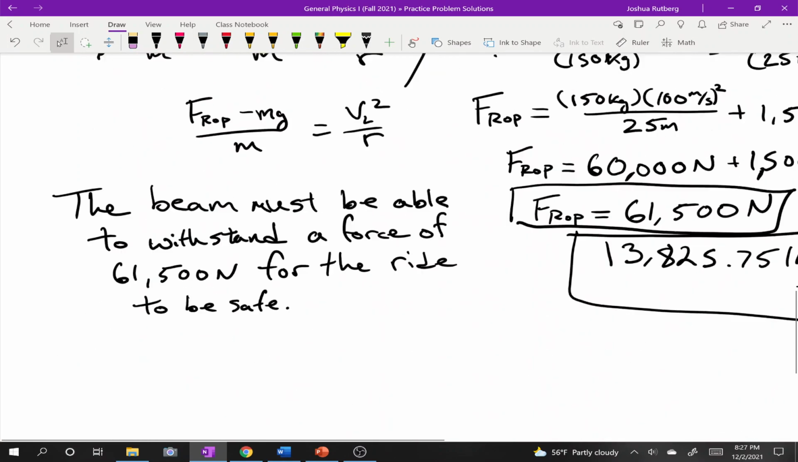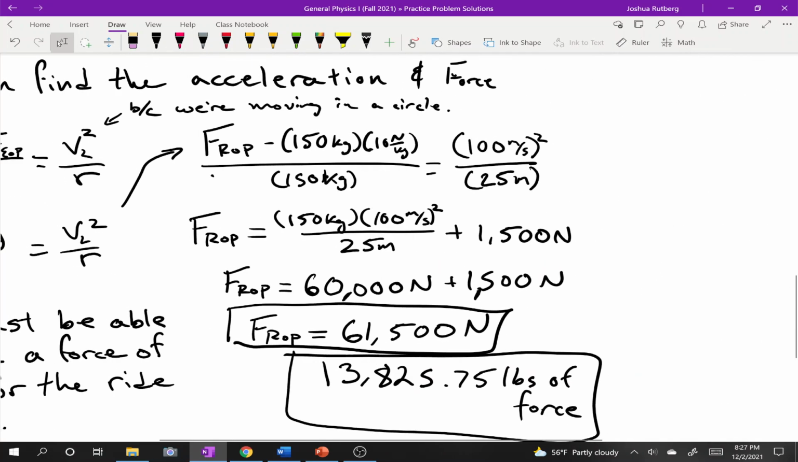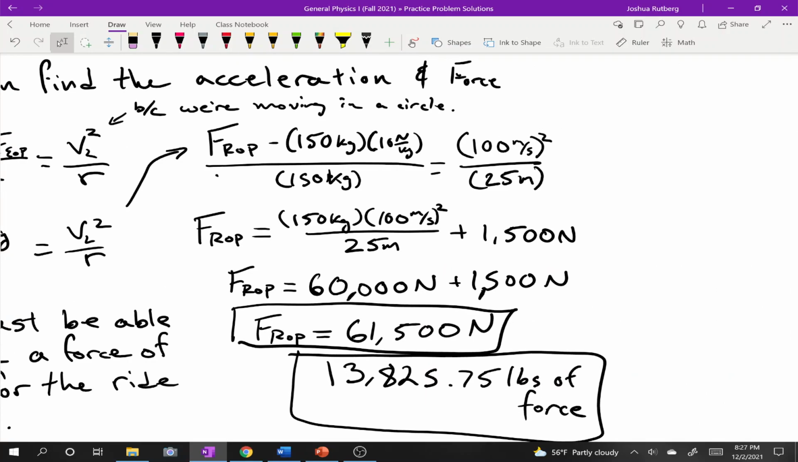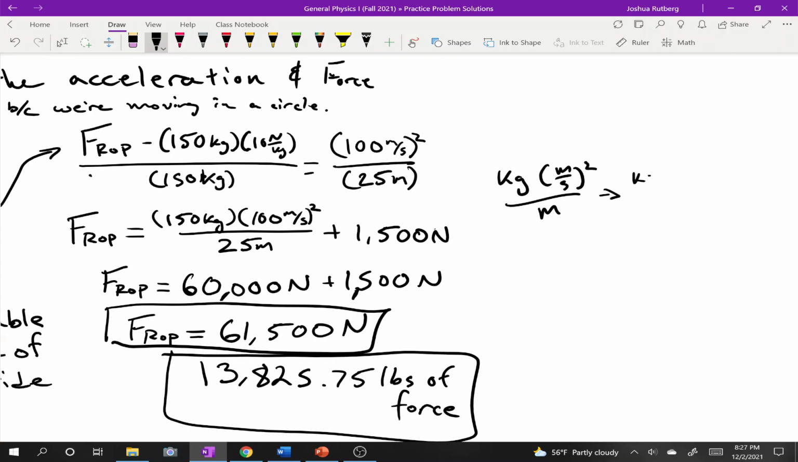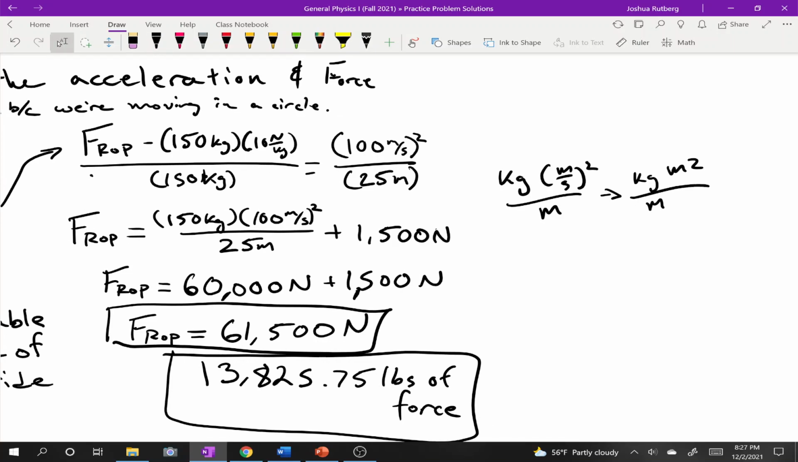I've shown all of my units. I never actually showed my units here. I should probably do that as well. So this newtons I explained, but let's make sure that this gets us the right unit. So kilograms times meters per second squared divided by meters is kilograms meters squared over meters second squared. So this cancels with one of those. We get kilogram meters per second squared. And that is, in fact, what a newton is. So both of these are in newtons. So all my units check out.